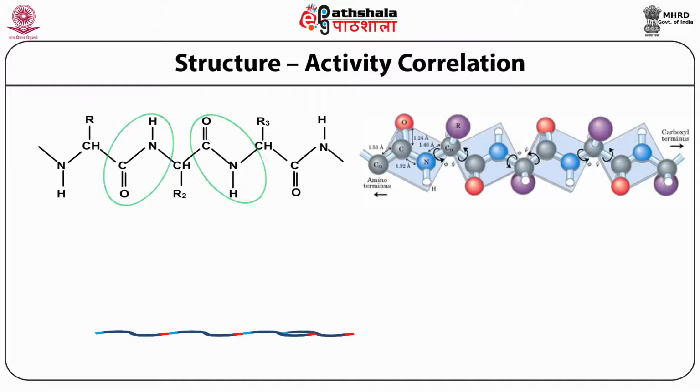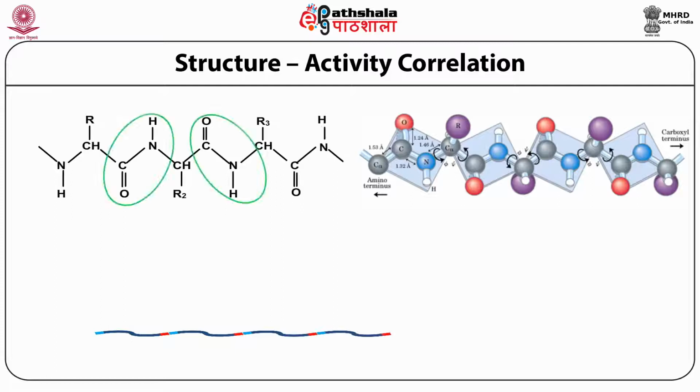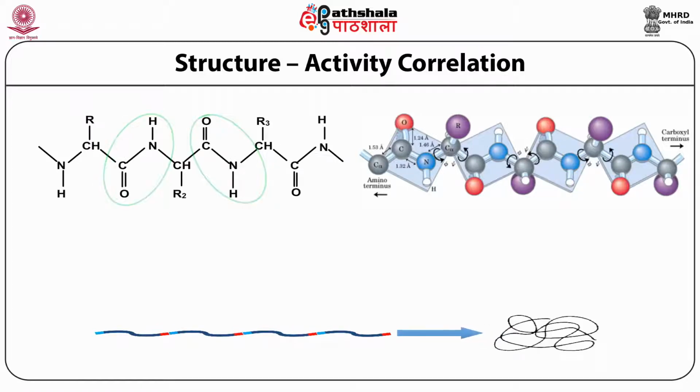Structure activity correlation. In the figure we can see a polypeptide, which is actually many peptide units, many amide units repeated along. The peptide units are shown as an elliptical shape, because we have already seen that there is a plane and there is a plane. These two planes are connected to the central carbon atom. So the orientation of these two planar conformations about the central carbon atom determines the conformation.